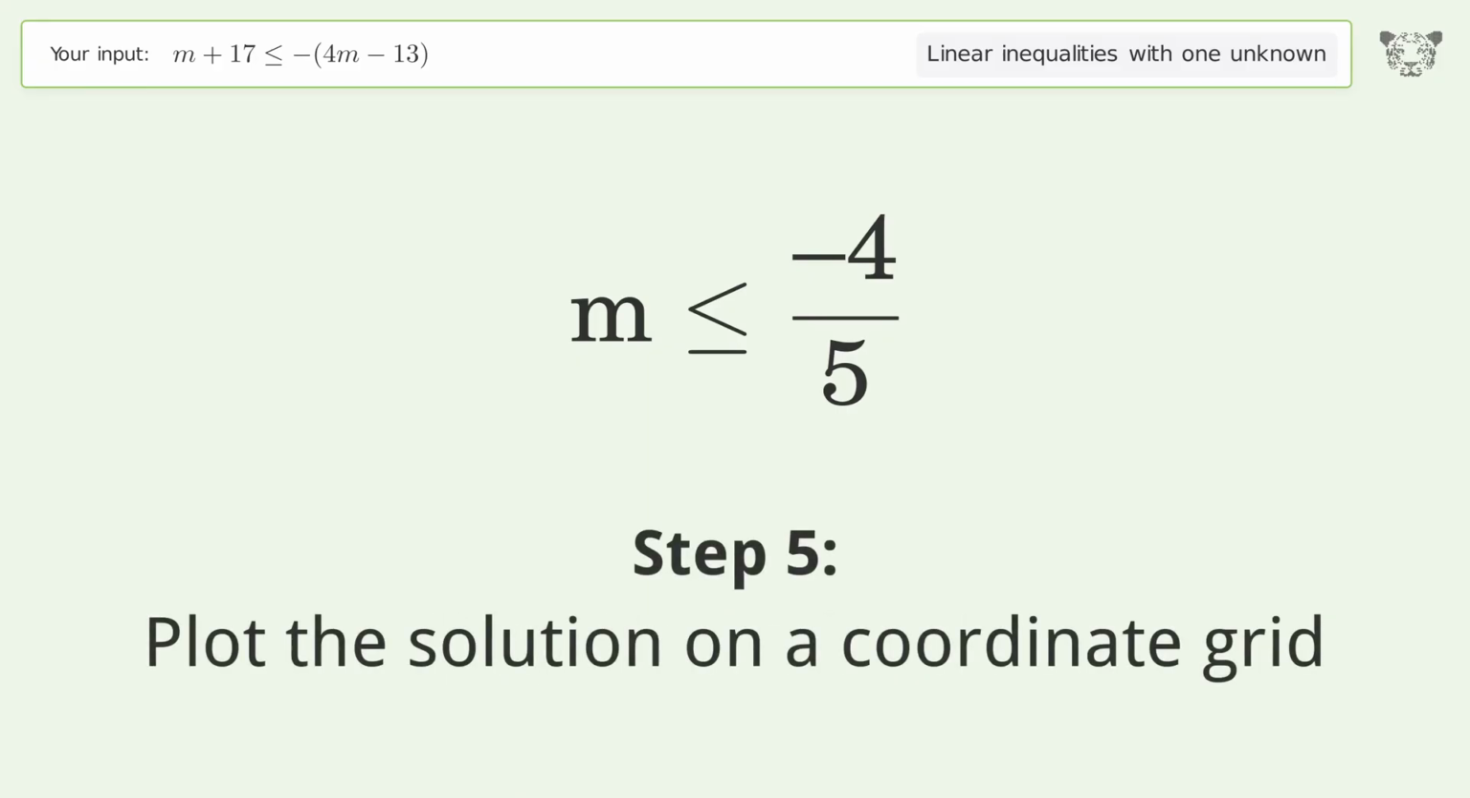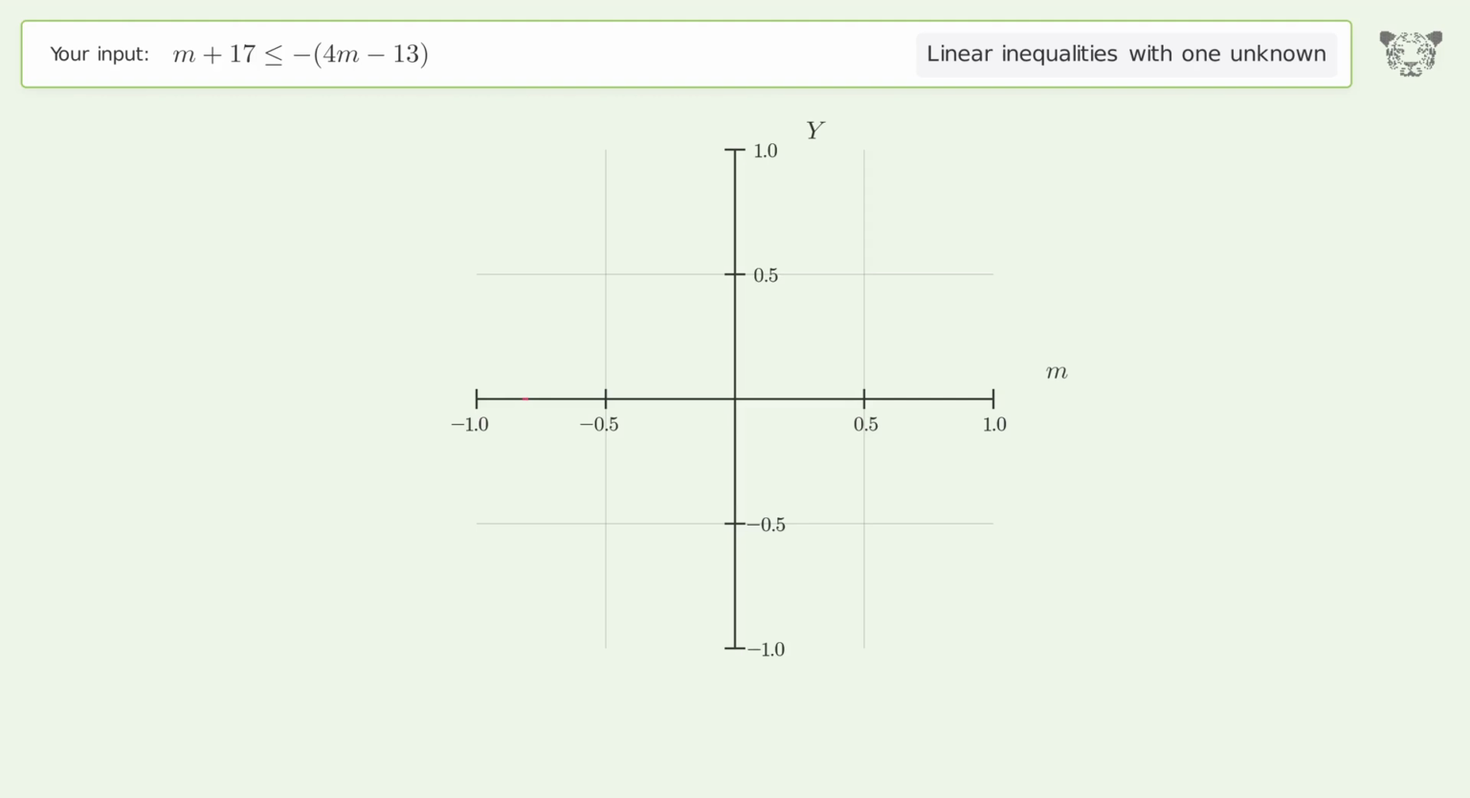Plot the solution on a coordinate grid. And so the final result is m equal or smaller than -4/5.